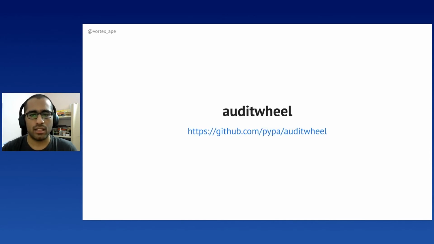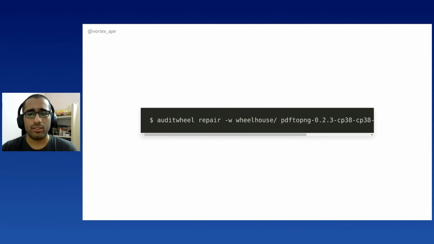On Linux, we can use auditwheel, another tool that PyPI has put out. You can check if the manylinux wheels that we built are compliant with the shared library subset that we saw earlier, and also bundle shared libraries which are not in the subset into the manylinux wheel. Here's how we can use it on the wheel we saw earlier. We run auditwheel repair with output directory and the wheel we need to repair as inputs.